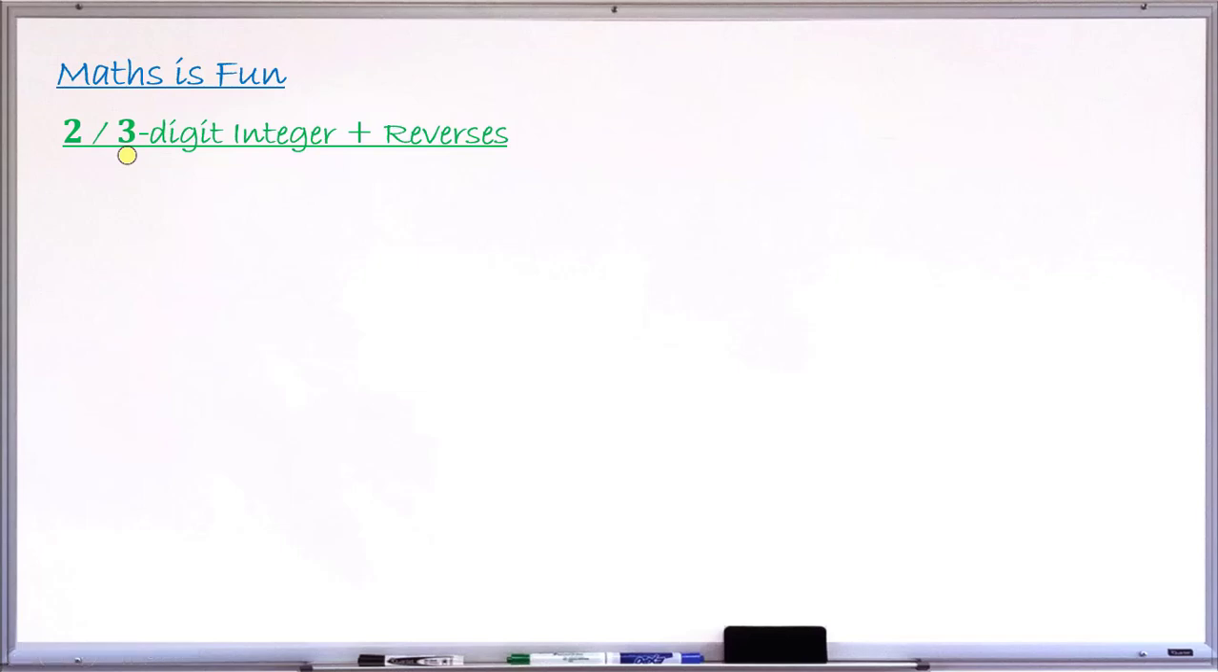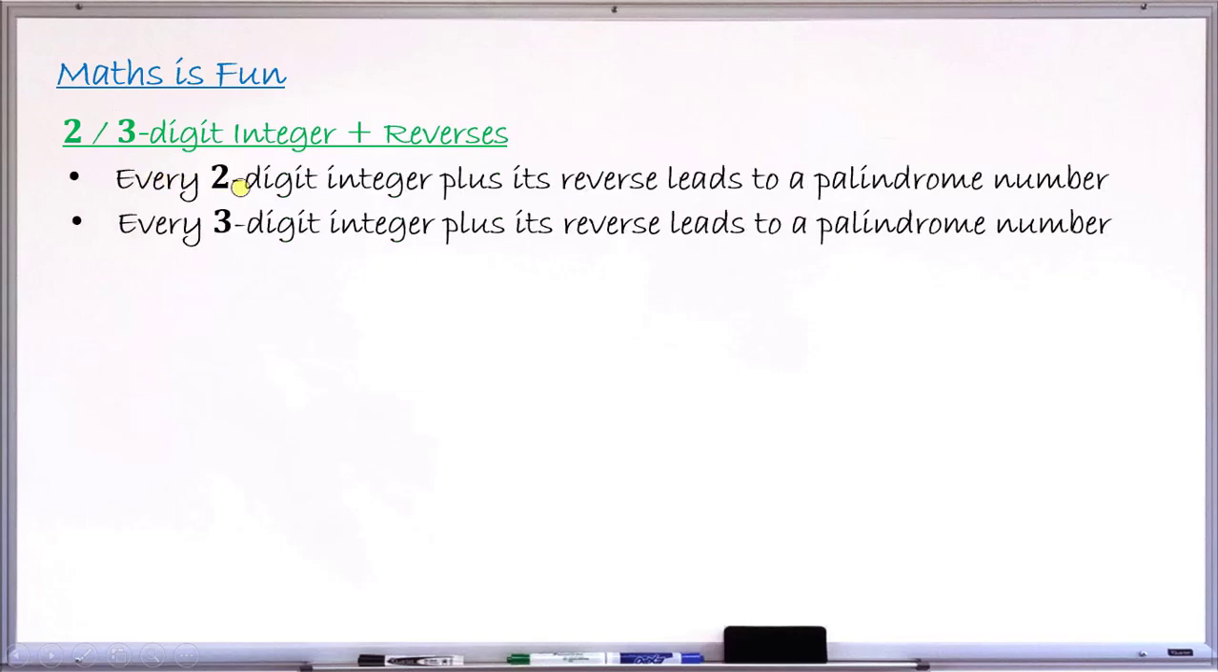Let me just move quickly to the last segment, Maths is Fun, where I promised to explain what happens if you add any 2 or 3-digit integer and its reverse. So it says every 2-digit integer plus its reverse will lead to what we call a palindrome number. Similarly, every 3-digit integer, if you add it with the reverse of that 3-digit integer, and you continue to do it, it will lead you to what we call a palindromic number. A palindromic number is a number that is exactly the same as its reverse.